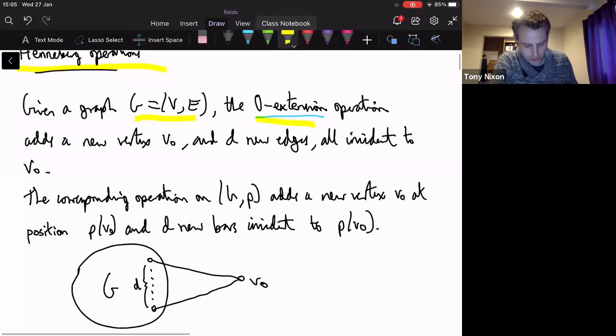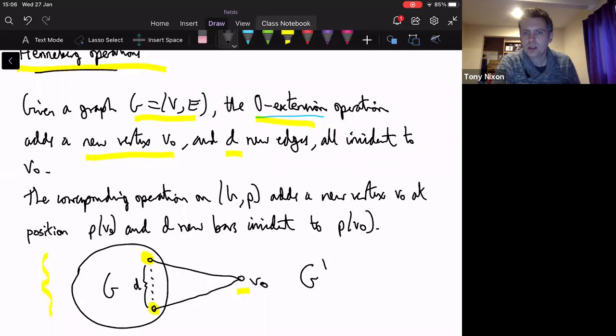So all it does, as you can see in the picture here, is it adds one new vertex v0 and d incident edges. So of course we always want our graphs to be simple, no multiple edges. So you choose d existing vertices in your graph. So obviously G has to have at least d vertices. You add one new vertex and join it to all d of those vertices. Okay, so that's very simple. The graph G just becomes a subgraph of your new graph, and we typically call the new graph G'.